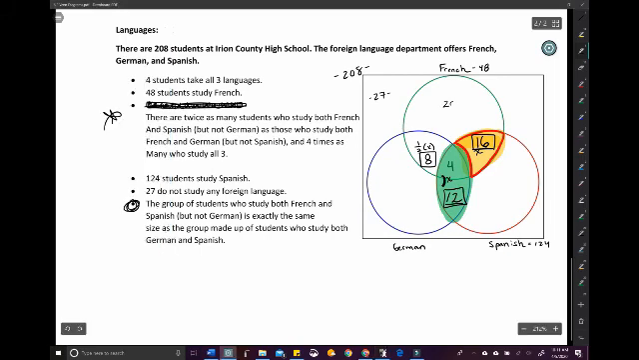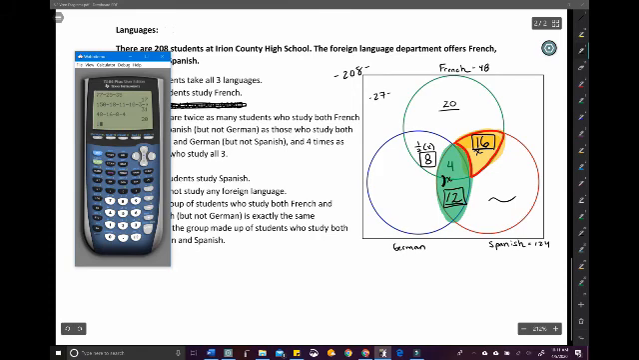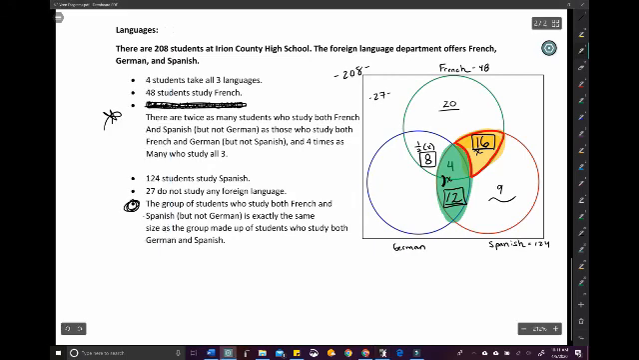Meaning this is 20. All right. Spanish, I can find only Spanish. So let's take care of the only Spanish. 124 minus 16 minus 4 minus 12. All right, that's 92. And lastly, the only German.